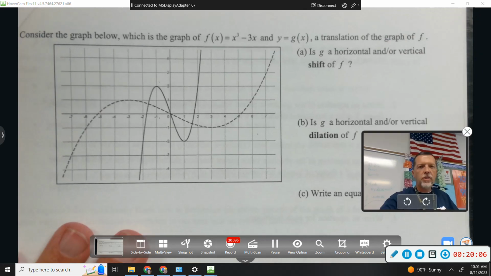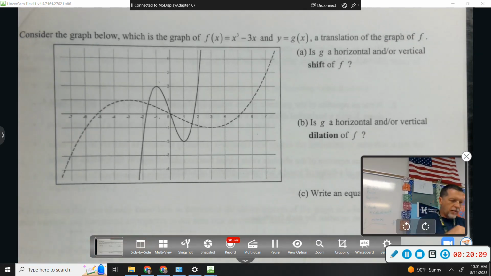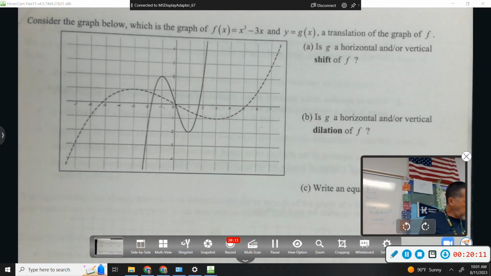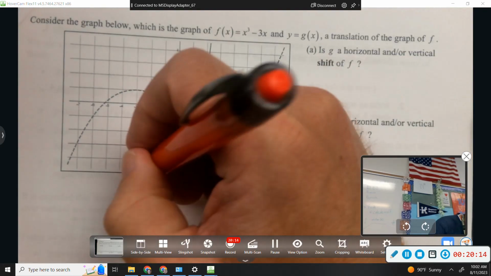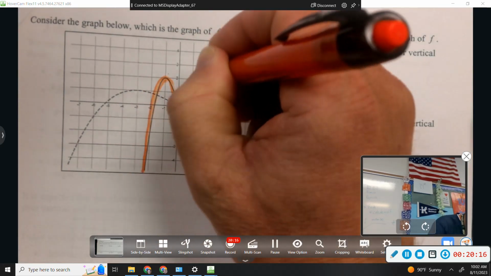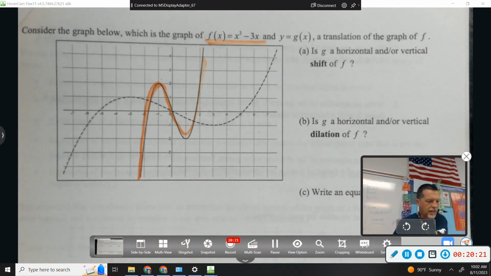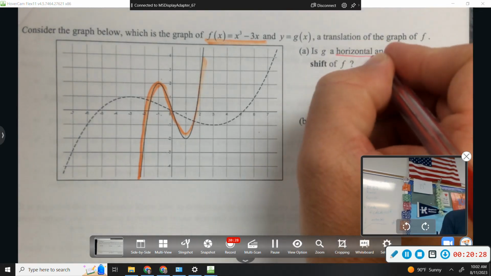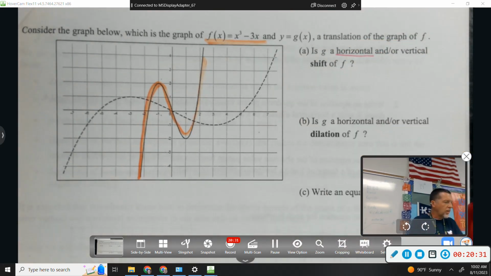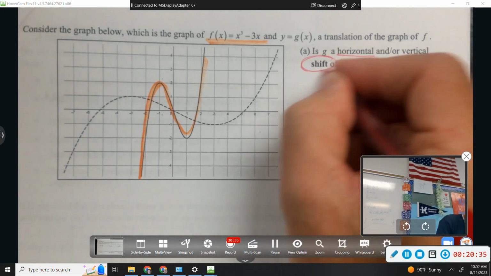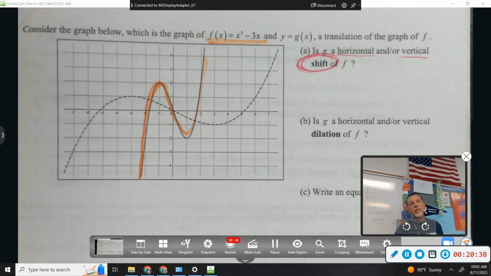All right, consider the graph below. The function we keep working with is x cubed minus 3x, and the dotted line is g of x. So does that have a horizontal... I think it's going to have both, but we just need to figure this out. Oh wait, let me read this. Horizontal or vertical shift. Read the word carefully here. Does it shift left or right?